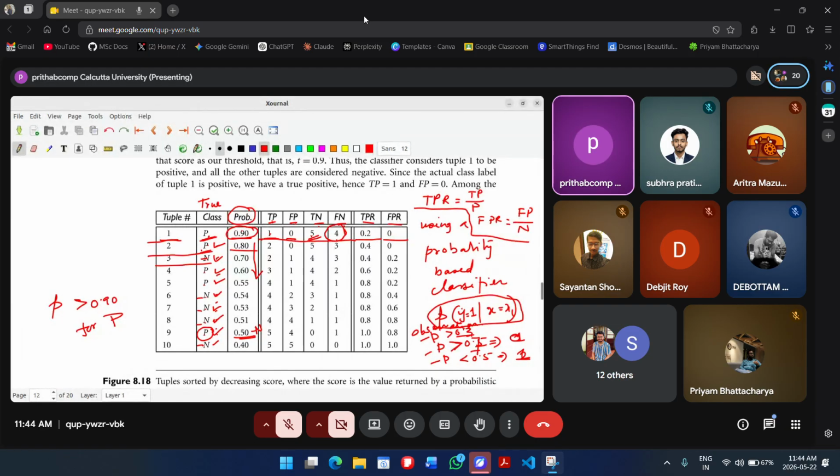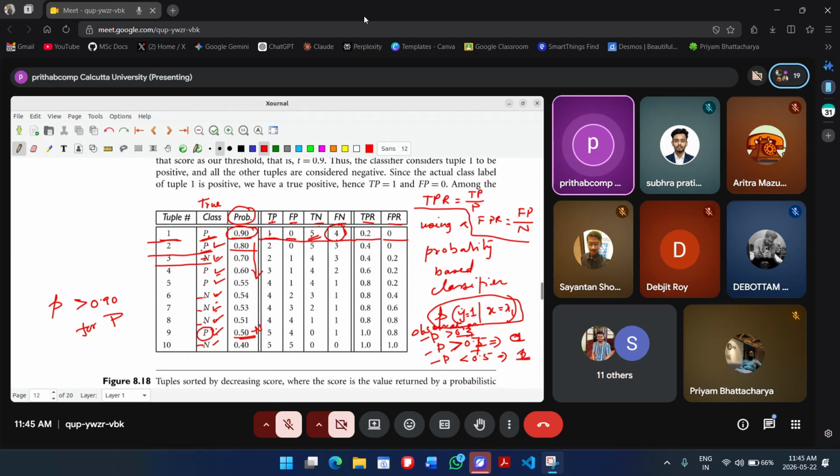FP. Okay. So if you look at this TPR, TP is 1 out of how many positives? 1, 2, 3, 4, 5. 1 out of 5. Right. So that is why it is 0.2. And this FPR is 0. So that is 0. Right.